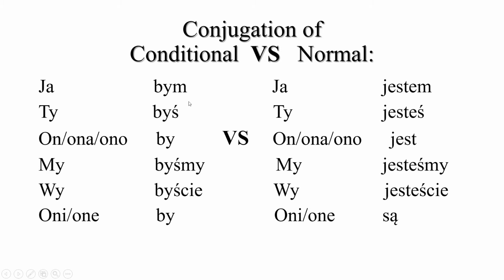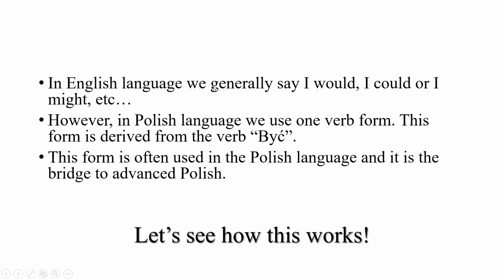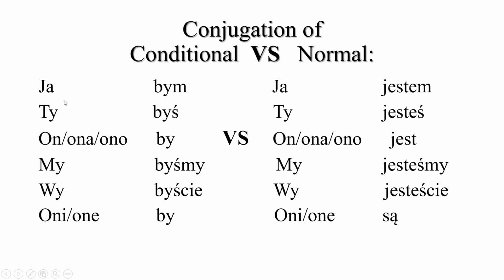You just remove the "jest" part and replace it, depending on the person. For example, ja bym, ty byś, on, ona, ono by, my byśmy, wy byście, oni, one by. I guess you'll get it because the endings are the same. You always add M as with the first person. Here we don't add anything. Okay, so I hope it's obvious.